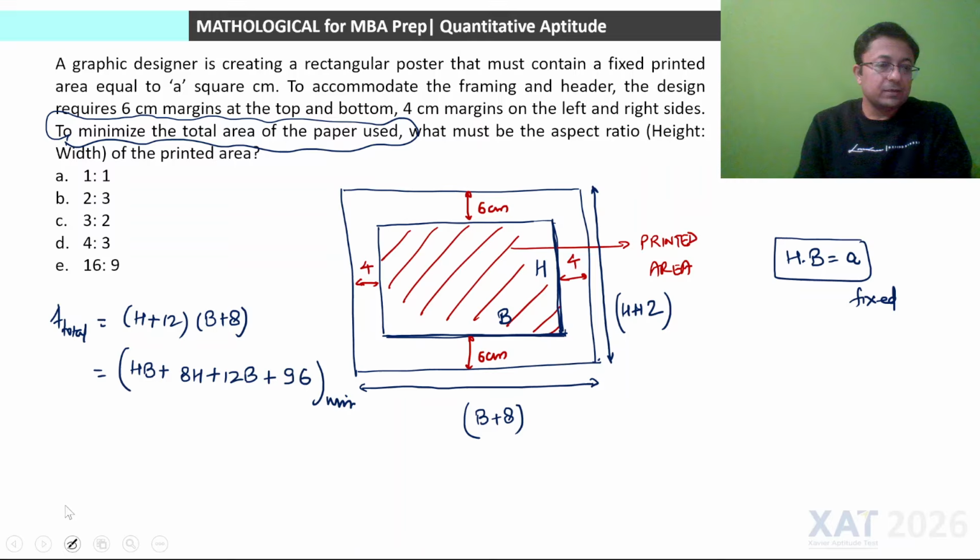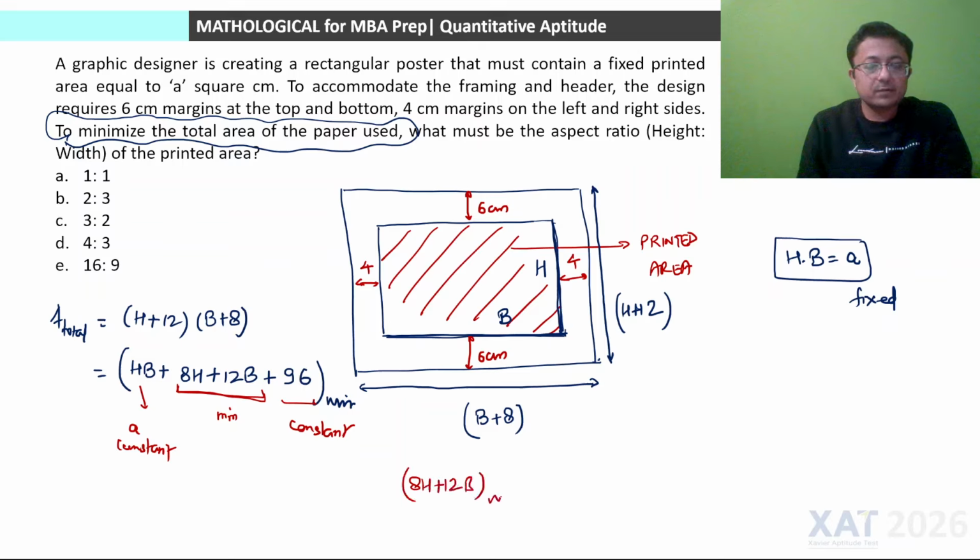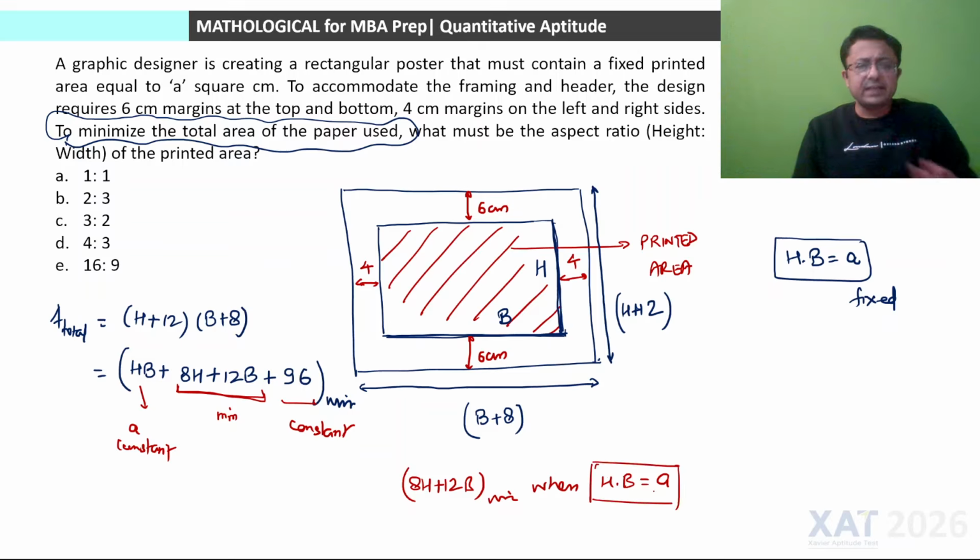Out of this, 96 तो कांस्टेंट है, this is constant, और H इंटू B भी हमारा इक्वल टू A है, सो ये भी कांस्टेंट है. So basically we have to minimize 8H plus 12B. This has to be minimized. और when H into B तो गिवन है, इक्वल टू A है, भले ही वो वैल्यू कांस्टेंट है, हमारा कोई नंबर नहीं गिवन है, बट ये गिवन है कि H इंटू B कांस्टेंट है, एक फिक्स्ड वैल्यू है. तो 8H प्लस 12B का वैल्यू क्या होगा?